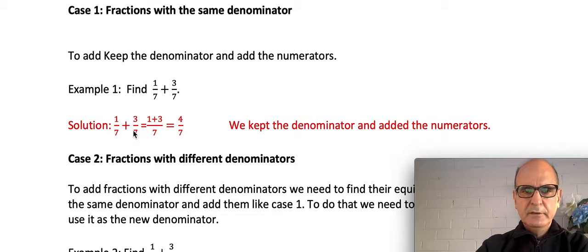That's the denominator. That is the numerator for the first fraction. That's the numerator for the second fraction. All we need to do is add the two numerators. So 1 plus 3 is 4. And the denominator stays the same. So our answer is 4 over 7. We kept the denominator 7 and we added the numerators 1 and 3.